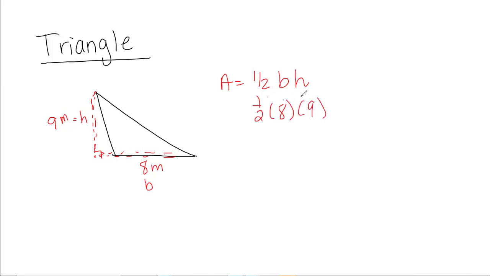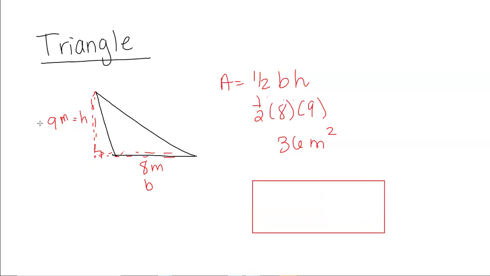Half of 8 is 4, 4 times 9 is 36 meters squared. And a lot of people ask, where did the half come from? So here's why this formula is what it is. So go back to the rectangle. I gave you 2 formulas for that. It was either area is length times width or area is base times height.